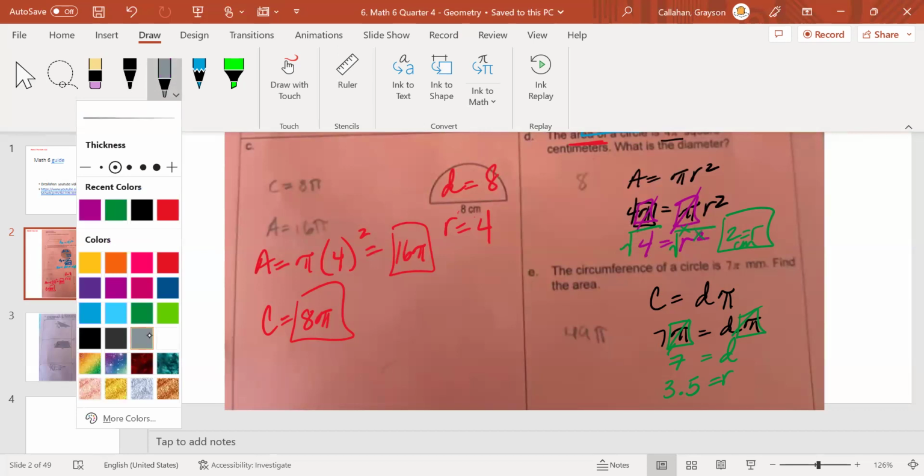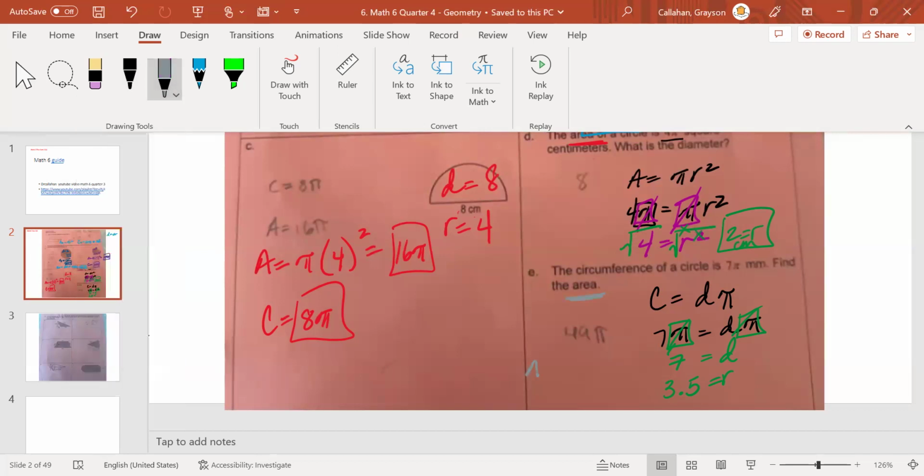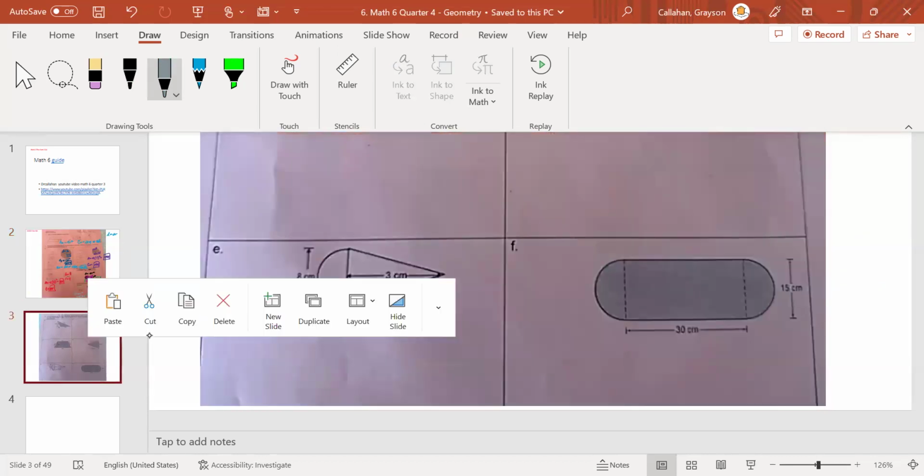Because what they're asking to find is the area. Area is pi r squared. So that is pi radius squared. So you have to do 3.5 times 3.5 on the side. And whatever that's going to be, you just put pi with it. But yeah, that's it. So make sure you do that on your own, okay? Okay. Let's go on to the next one. Here we go.